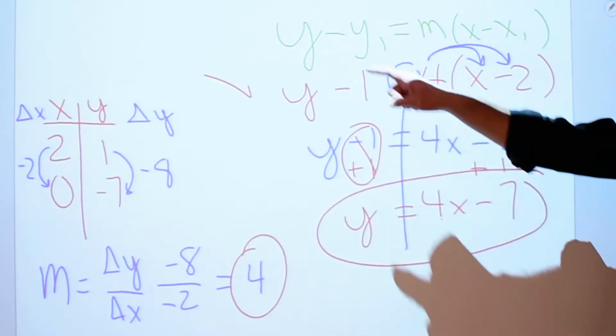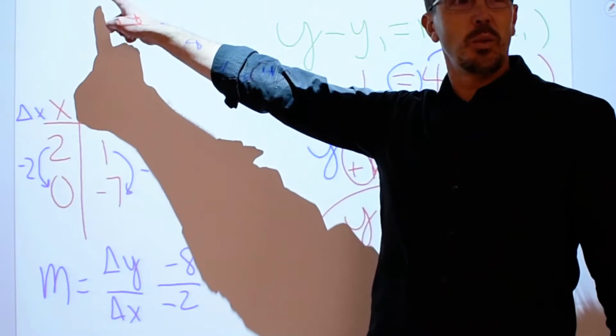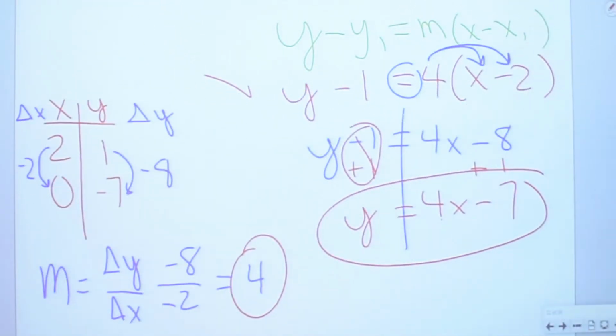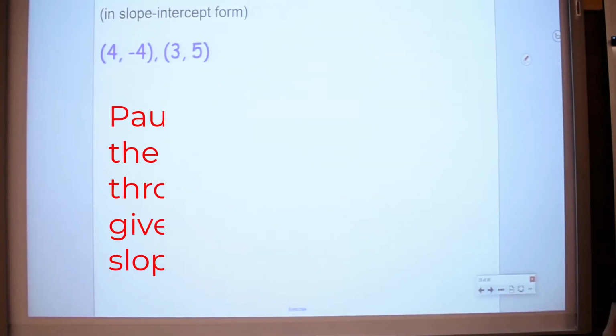All right, and by the way, did anybody notice that that actually is the y-intercept? (0, -7). When x is 0, y is negative 7. If we had spotted that, life could have been easier. All right, you try this one.